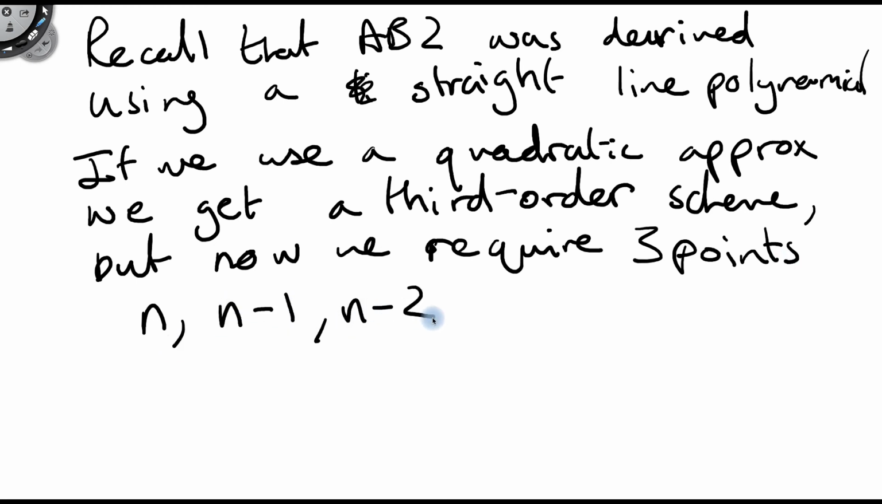So the trade-off with higher accuracy is that we've got to go further back in time, because we're defining a higher order polynomial, that requires more and more points. But that said, AB3 is still a very popular compromise because it gives that extra bit of accuracy. I'm not going to derive this, I'm just giving you the outline of how you go away and derive it.